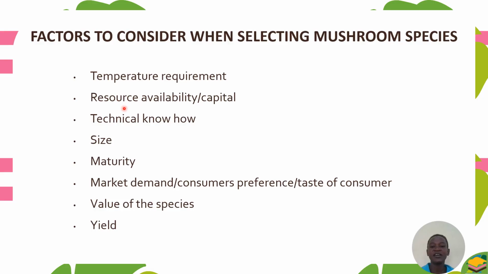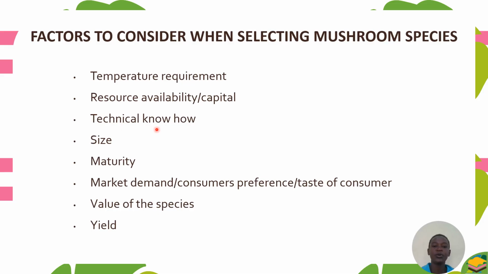And also another factor farmers need to consider when choosing the mushroom species is resource availability or capital. For oyster mushroom, remember we mentioned that there is a low capital requirement, or low input requirement. So if you have few resources or less capital, it means oyster mushroom is the best type of mushroom for you to grow. But if you have enough capital, you go for button.